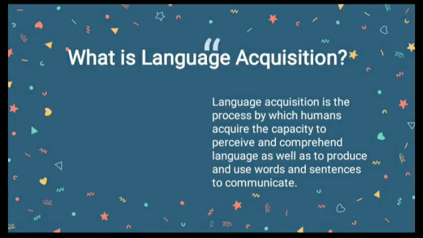I'm from V560 class, and in this opportunity, I'm going to explain about language acquisition, motor, social and communication, and cognitive development. So here we go. What is language acquisition? Language acquisition is the process by which humans acquire the capacity to perceive and comprehend language, as well as to produce and use words and sentences to communicate.